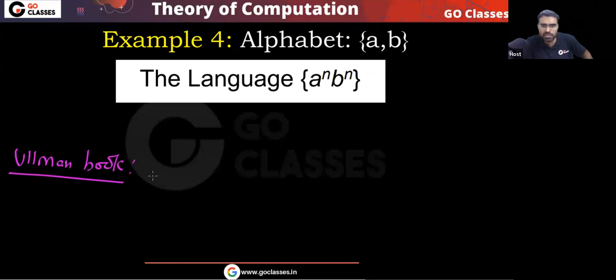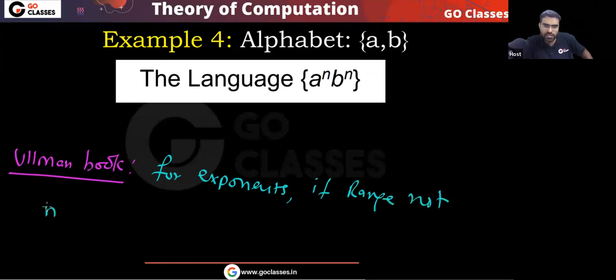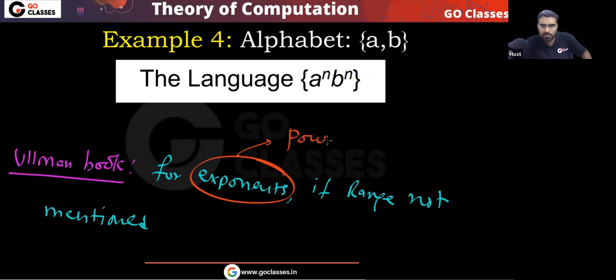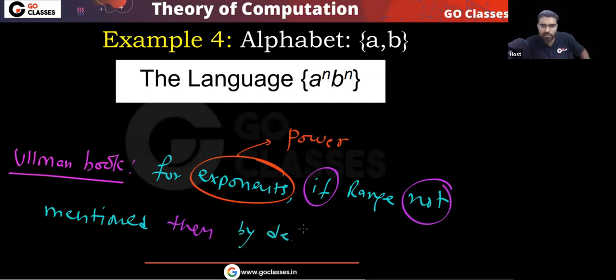In this Ullman book, this line is written that for exponents, if the range is not mentioned, and exponent means power, then by default the range, then by default this power is greater than or equal to 0.